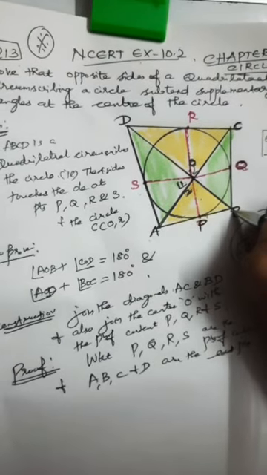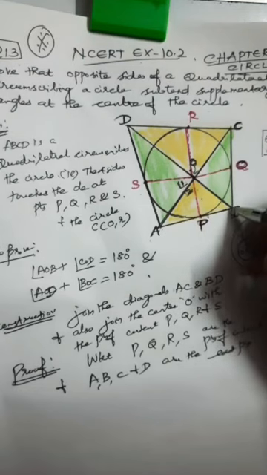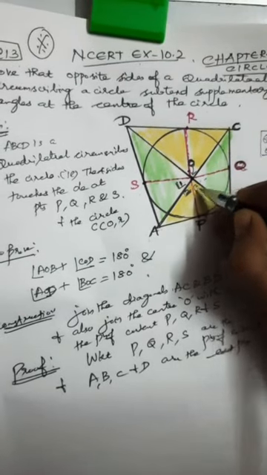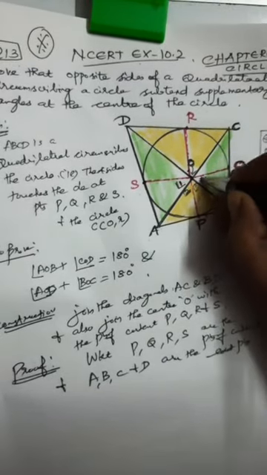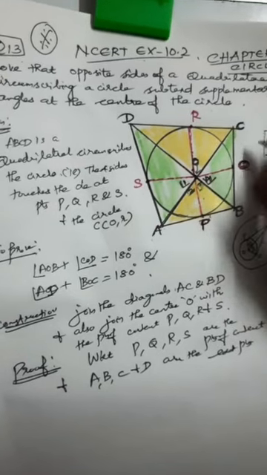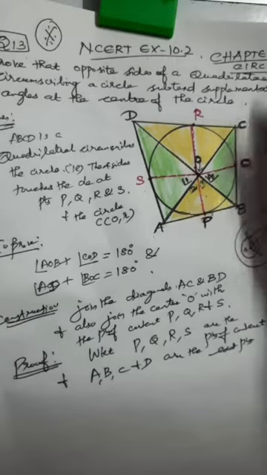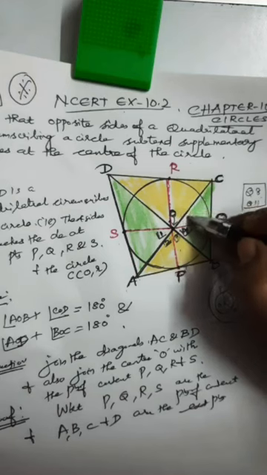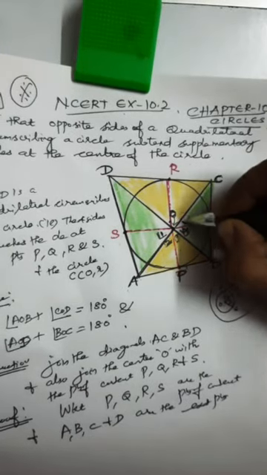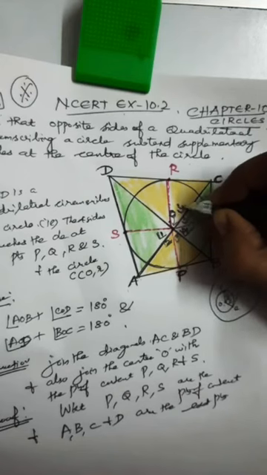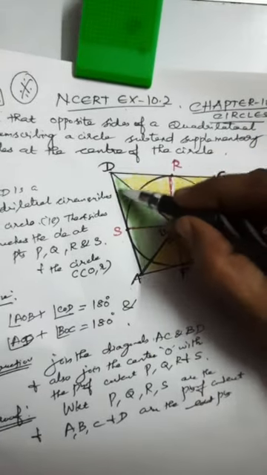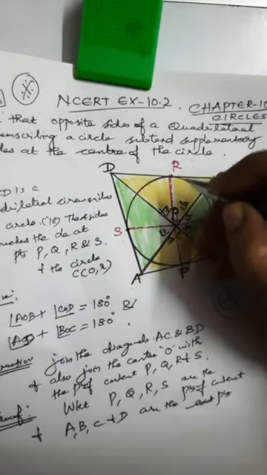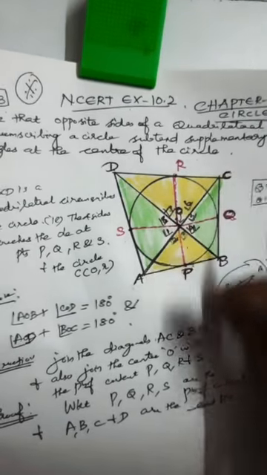And similarly, from B, the two tangents are drawn. The two tangents, that is BP and BQ, subtend equal angles at the center. Let it be angle 3 and angle 4. And similarly, from the external point C, two tangents are drawn. They subtend equal angles. Let it be angle 5 and angle 6. Similarly, from D, two tangents are drawn. They subtend equal angles at the center. So let it be angle 7 and angle 8.